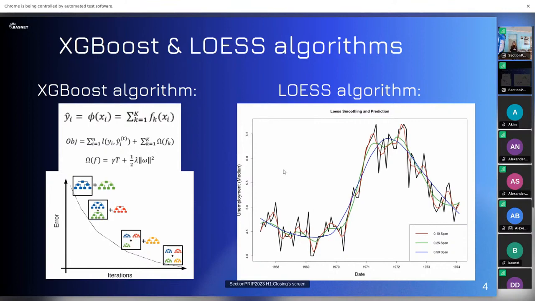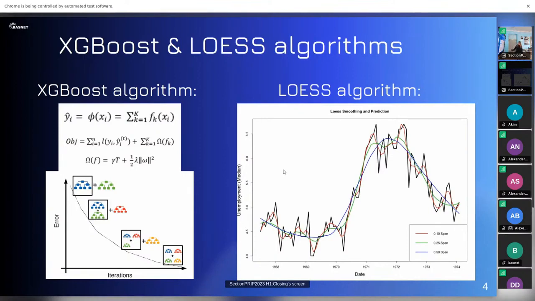And the LOESS algorithm. The LOESS algorithm uses a slightly different approach: it fits a local regression to a subset of the data points, and the size of the window determines the level of smoothing. A larger window size leads to a smoother curve, and a smaller window size captures more of the local variations. Once the LOESS algorithm has estimated the trend component, it can also be used to forecast future values of the trend component. The algorithm extrapolates the trend component beyond the observed data points to obtain future trend estimates.